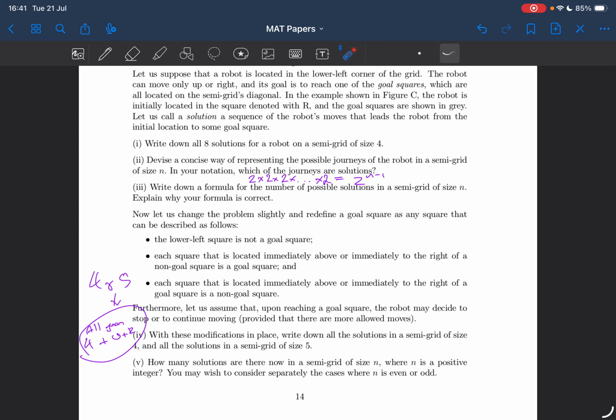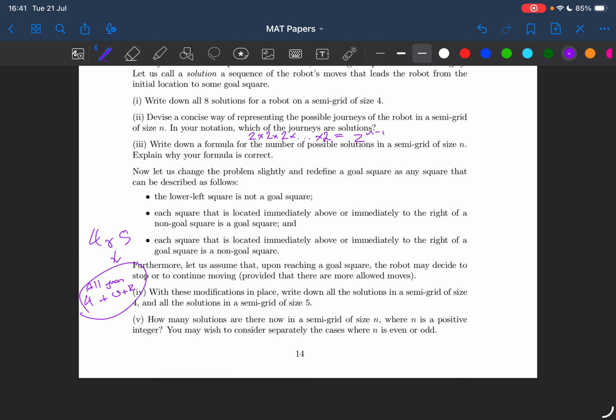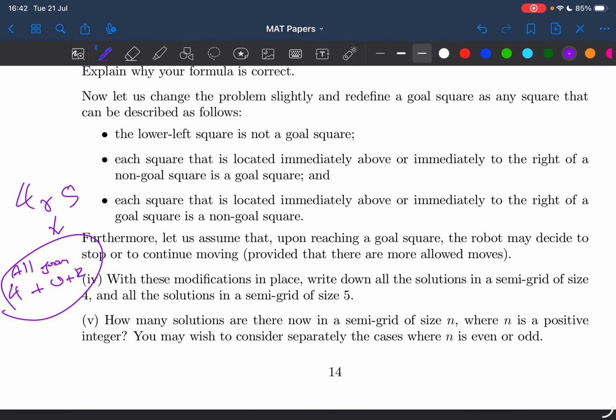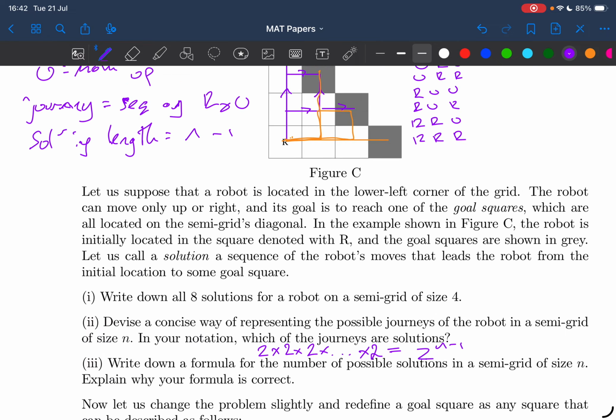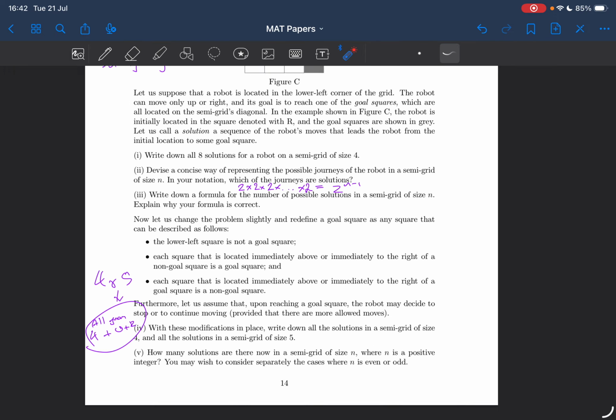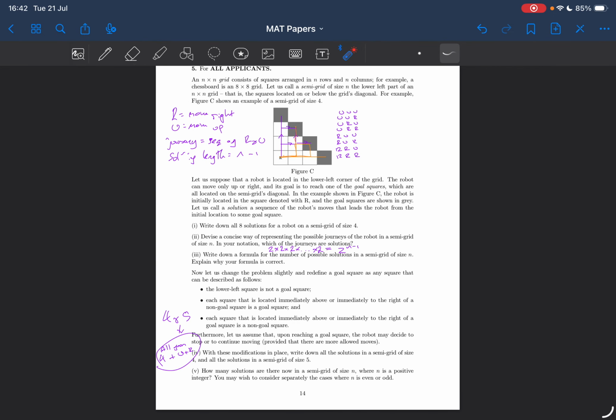How many solutions are there now in a semigrid of size n, where n is a positive integer? You may also consider separately the cases where n is even or odd. So we're always going to, let's do the evens first, because that's probably the easiest way to think about it. But what happened with the 4? Well, we got all the solutions for 4 and these 2. What are these 2? Well, if I get rid of the rest of this grid, these would be goal squares. So it's just the same as having like a 2x2 semigrid, and it's the solutions to that.